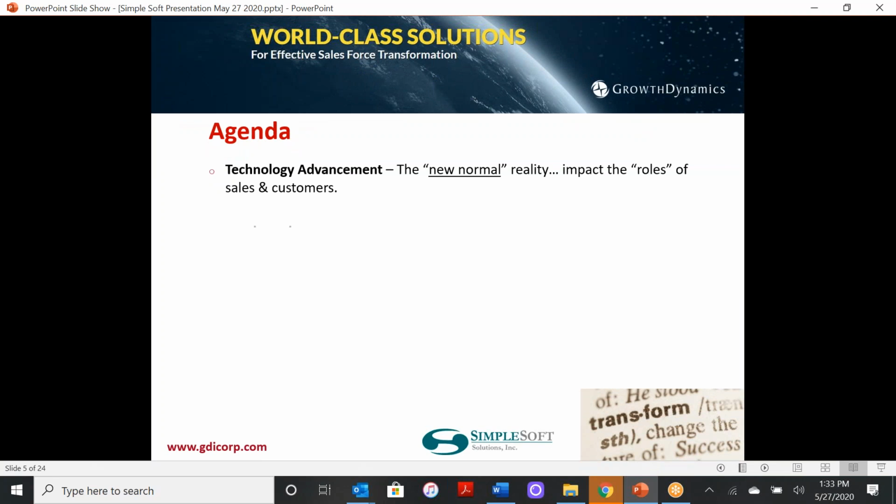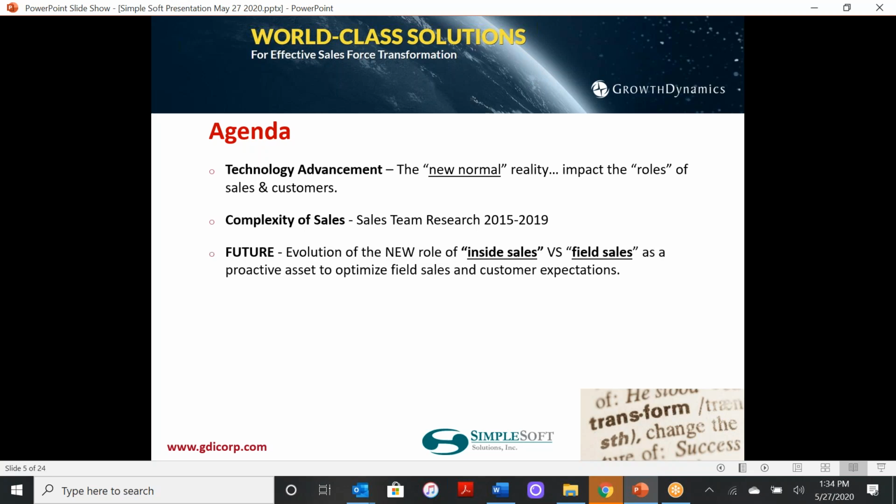Some of our agenda will be technology advancement and the new normal, the reality of what we call the new normal. Everybody's been using that term, but the reality is it's very real. So much has been impacting customers and sales organizations in the last 2 to 3 months, but we're also going to talk about the complexity of sales and how that's been going on for quite some time. A lot of these changes you're seeing just in the last 2 or 3 months have really been an evolution that's been immediate, although it has been coming.